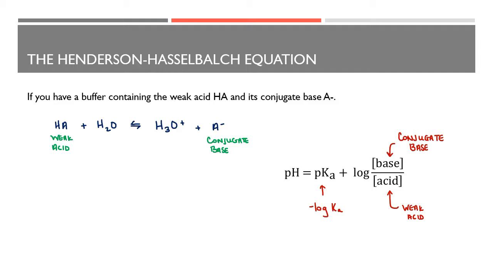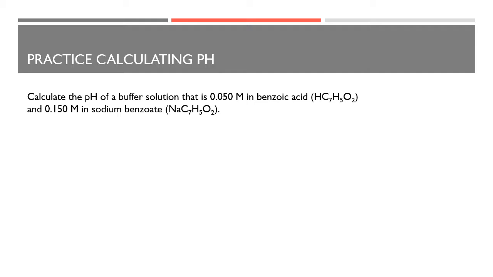Now we're able to do this if our Ka is very small, and that will allow us to have a very small x value. So if our Ka is very small, our x value is also going to be very small, and that allows us to eliminate those plus x's and minus x's from our ICE table when we did our buffer calculations. That puts this all into one equation that allows us to calculate the pH.